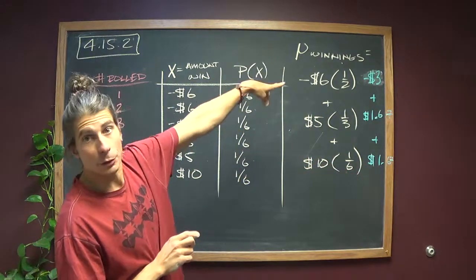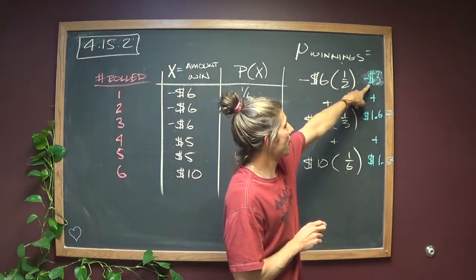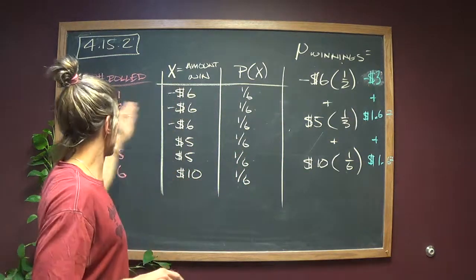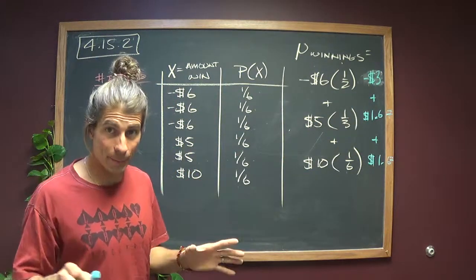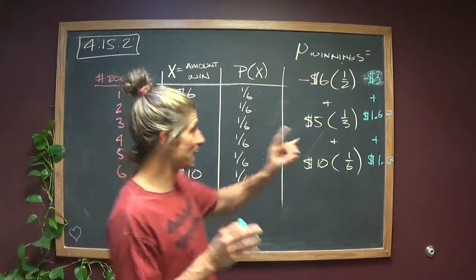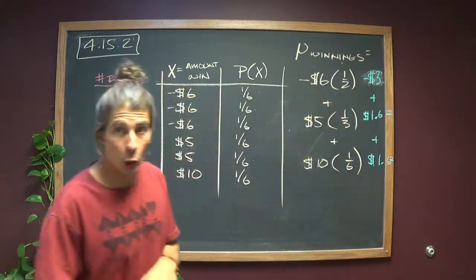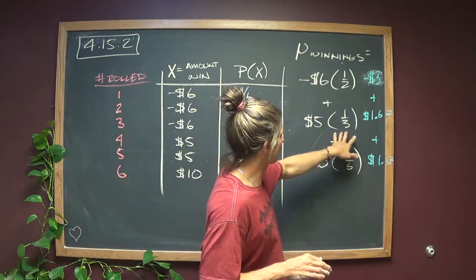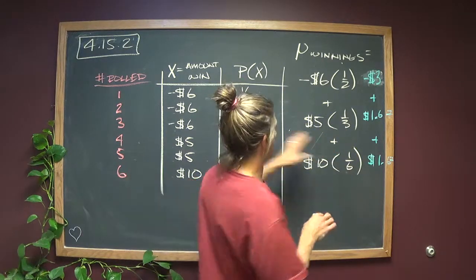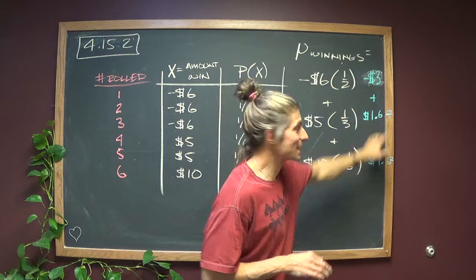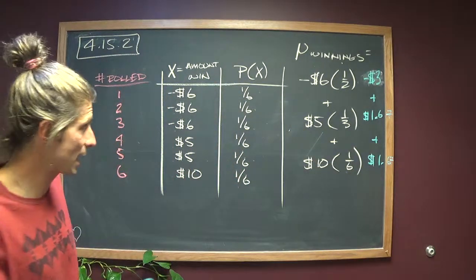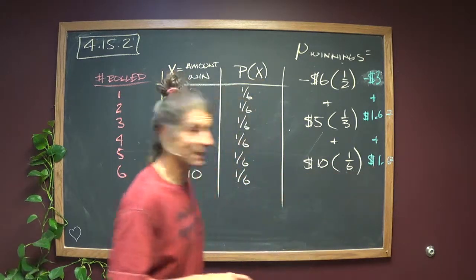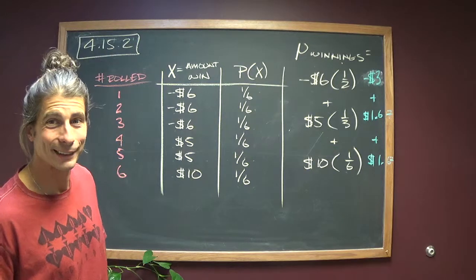The negative $3 represents the amount of money on average that is lost by rolling 1, 2, or 3. So over time, those three numbers on the die are contributing to a loss of $3 on average. Okay, with me so far? Good. Over time, the 4 and 5 are creating a gain of $1.67 on average. And over time, the 6 is generating a gain of $1.67 on average. Cool so far? All right, good.